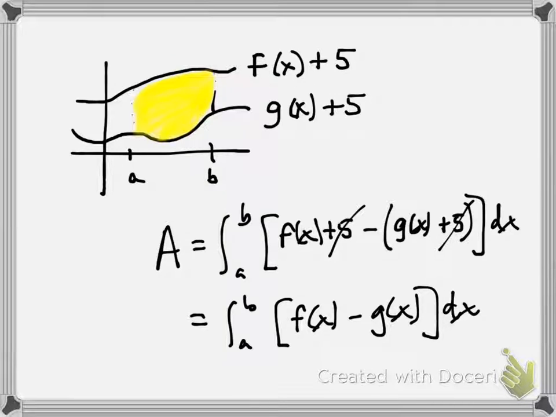So one graph going below the x-axis won't affect this at all, because like we show here, we could just translate the two graphs up, and now when we subtract them, their constants eliminate, and we've got the same thing. Okay, let's show a more concrete example.